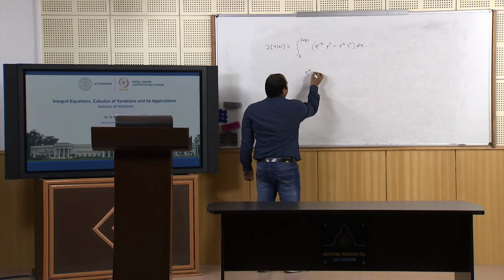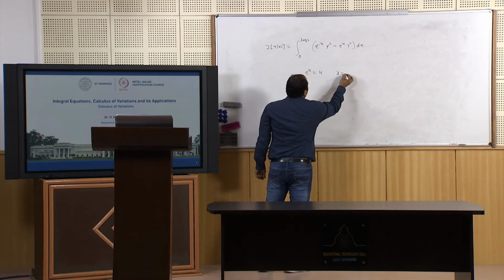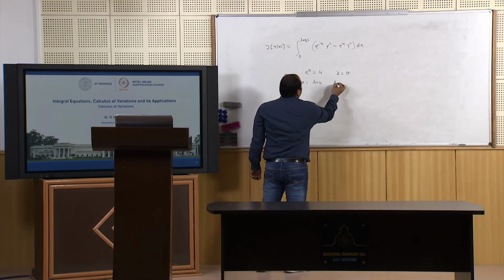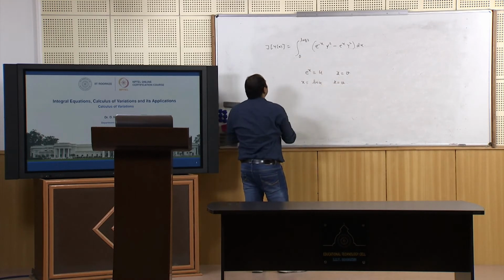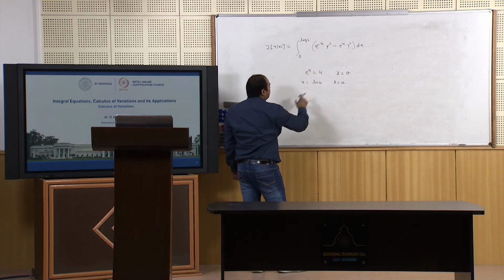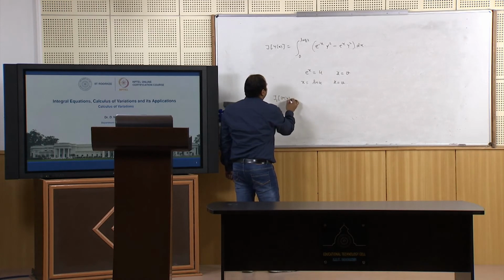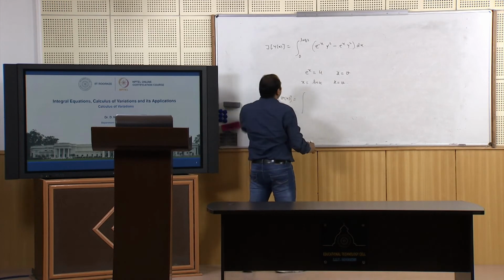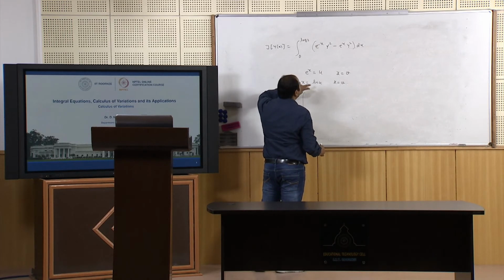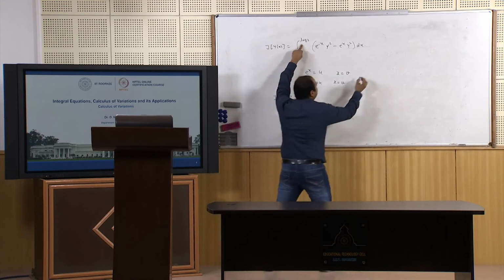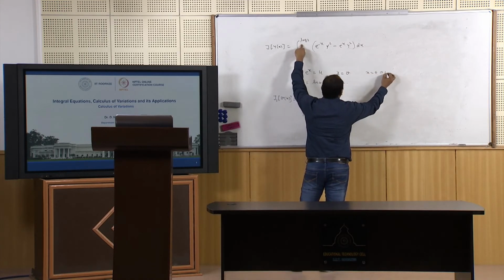Now let us assume that e to power x is equal to u, and y is given as v. So I can write x as ln u and y as v. Then we try to find this functional in terms of u and v, so we want to find G of v1 of u. Let us find the limits of u. So the limit of u will be what? When x equal to 0, then u is given as 1, and when x is equal to log of 2, u is 2.